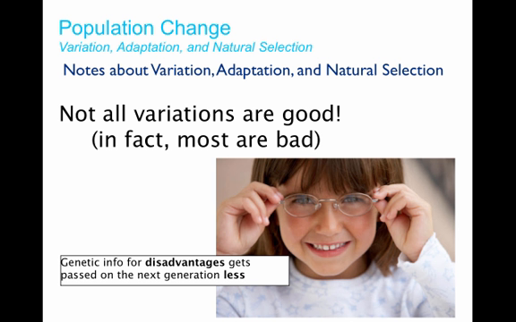The next thing that we can notice is that not all variations are good. In fact, most variations are bad. For example, being farsighted or nearsighted and therefore needing glasses tends to run in families. That tells us that it's heritable. If your parents wear glasses, chances are you need glasses as well. This variation, the genetic information for bad eyesight, is actually disadvantageous.